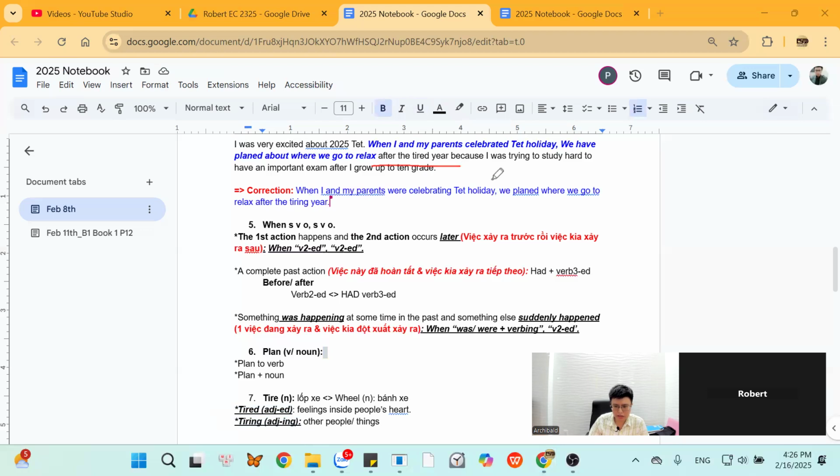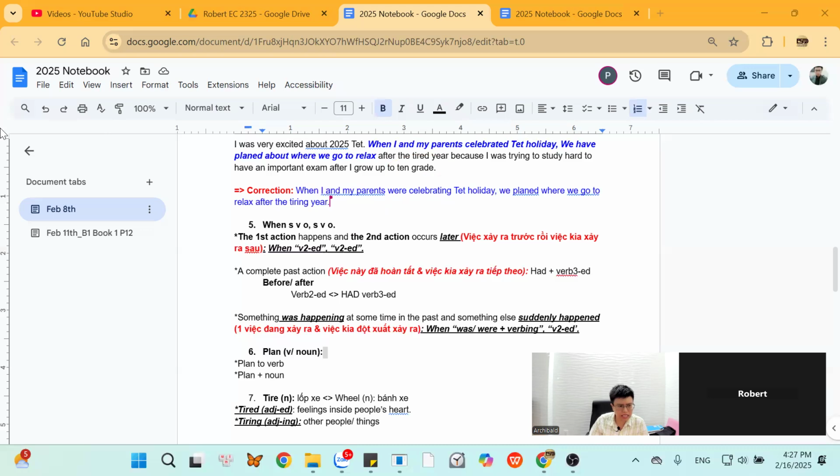And then, okay, look at the next sentence. After the tiring year, your sentence is very long. You have the first sentence is when, and the second sentence you have because. Because I was trying to study hard to have an important exam after I grow up to 10 grade. Once you use the word grow up, it means you are not a baby anymore. You grow up to be an adult. So here you were talking about the grade 10, okay, the 10th grade in your Vietnamese school.